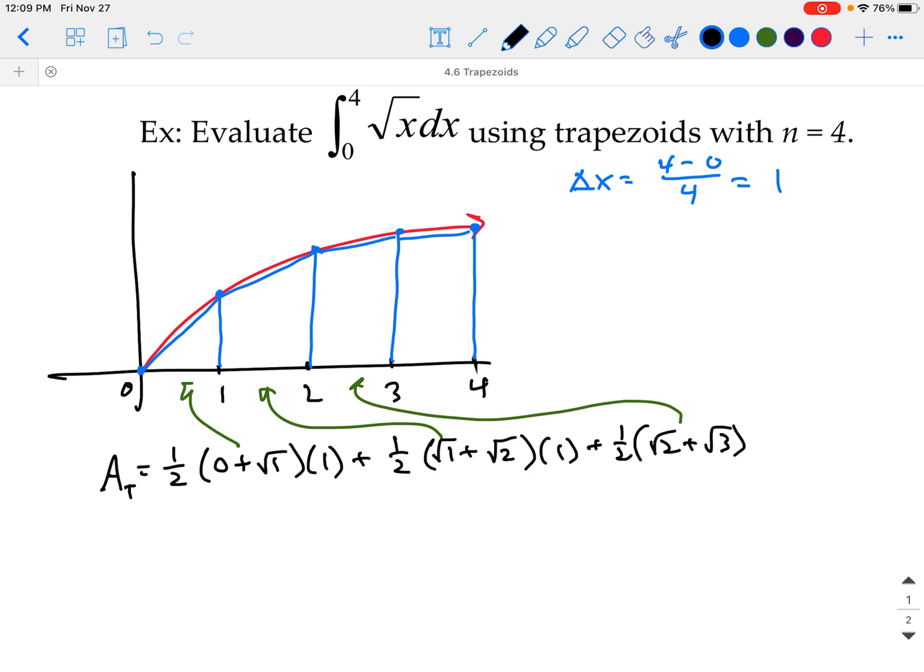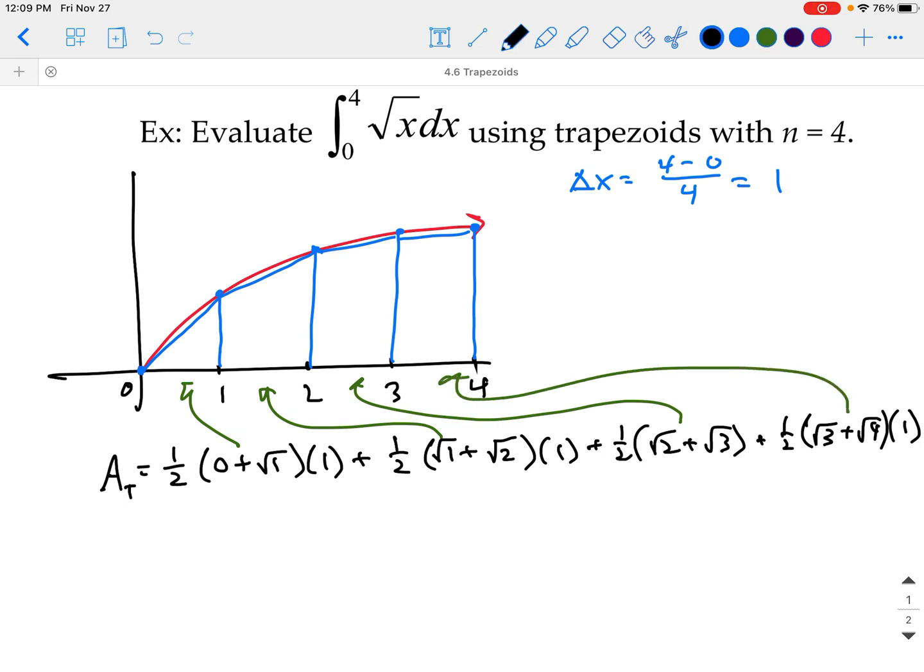And then finally, plus 1/2, and then rad 3 plus rad 4, which again, we'll simplify in a moment, but we'll just emphasize that those are the function values. And that's going to be our last trapezoid there.